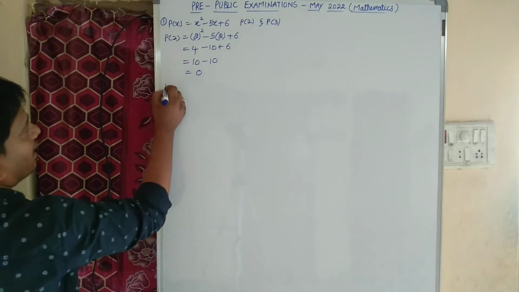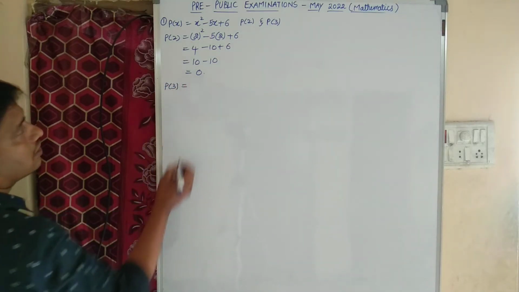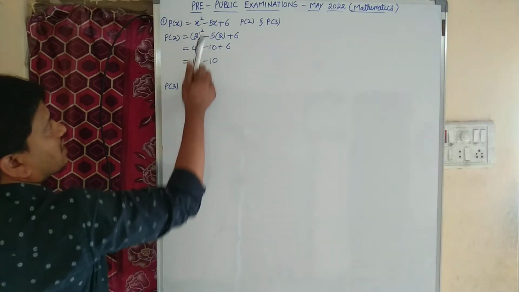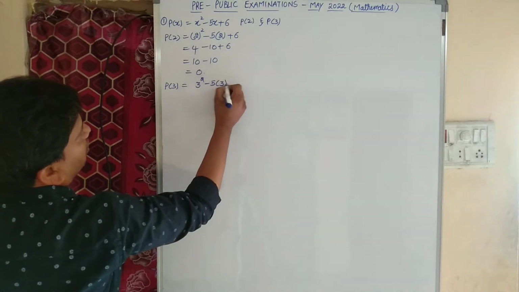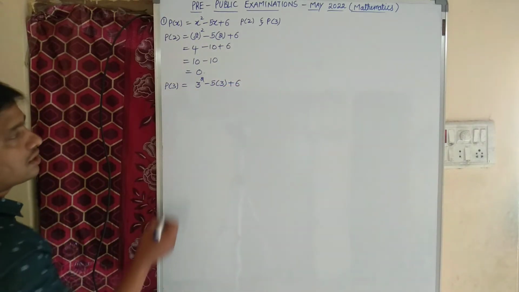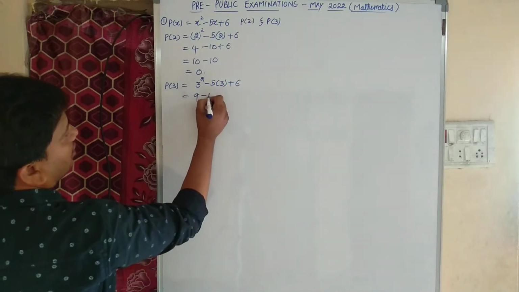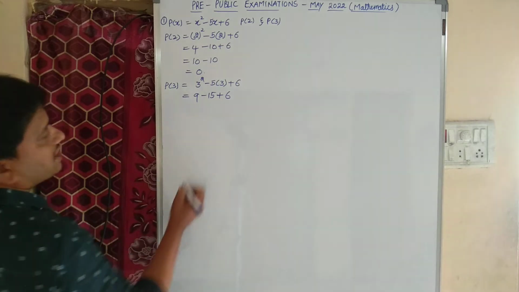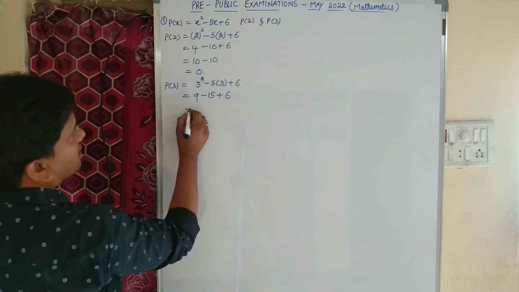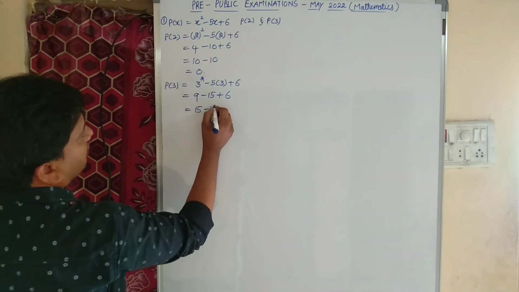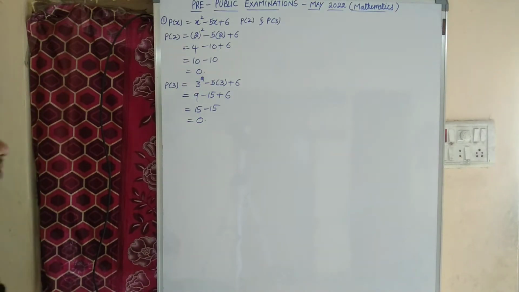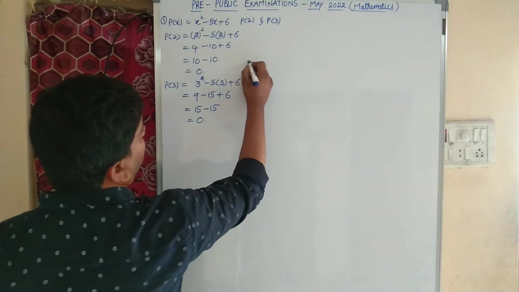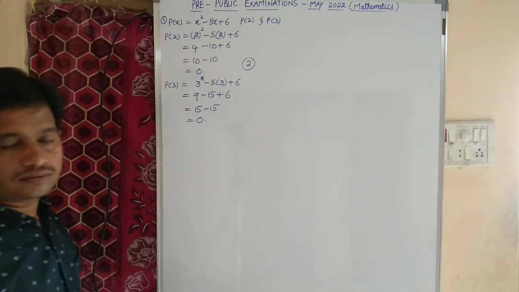Now let us find the value of P of 3. In the place of x, we need to substitute 3. 3 square minus 5 into 3 plus 6. 3 square is 9. 5 threes are 15, plus 6. So 9 plus 6 is 15, minus 15. So 15 minus 15 is equal to 0. If you do like this, you will get easily 2 marks, children.